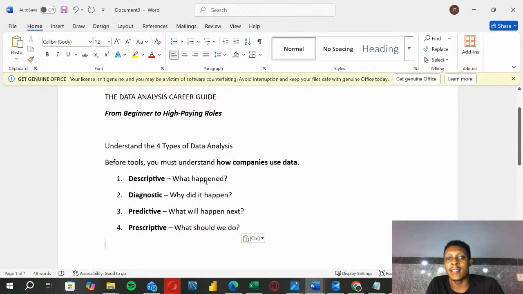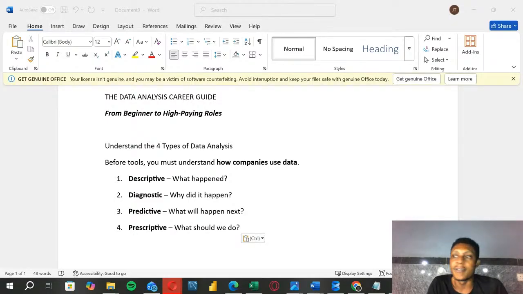The first part is the descriptive analysis. What happened? Then we have the diagnostic analysis. Why did it happen? Then we have the predictive analysis. What will happen next? Then we have the prescriptive analysis. What should we do? So these are the major areas of data analysis we'll be looking at.